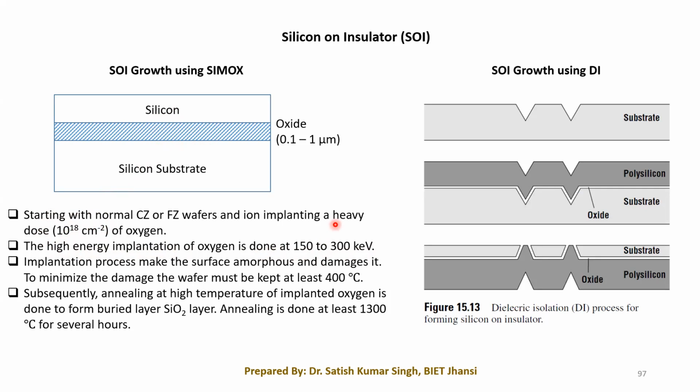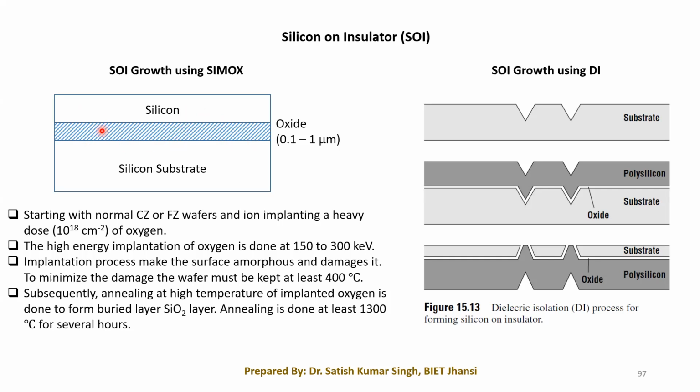So this much energy will be used for implanting the oxygen ions into this particular layer. Once we do it, because of the bombardment or implantation, this particular surface will become amorphous and it will be damaged. To minimize the damage to this surface, we have to keep the substrate at a temperature of at least 400 degrees centigrade.